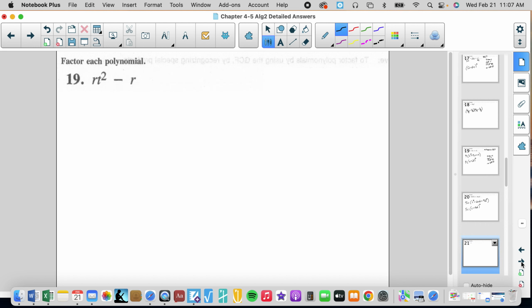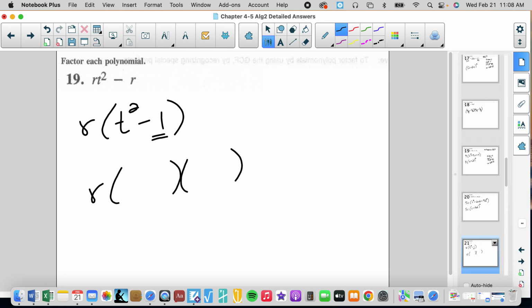This is going to be easy for some of you. It's going to be challenging for others. If we take an r from both of these, this is the hard part. When you take an r from negative r, you're left with negative 1. And now we notice 2 terms. When we see 2 terms, subtraction, and both are perfect squares, we know that we're dealing with conjugates. T minus 1, t plus 1. That's always a good problem.